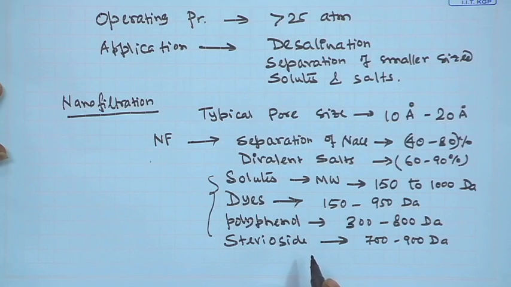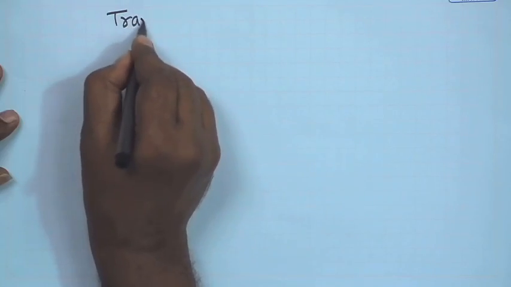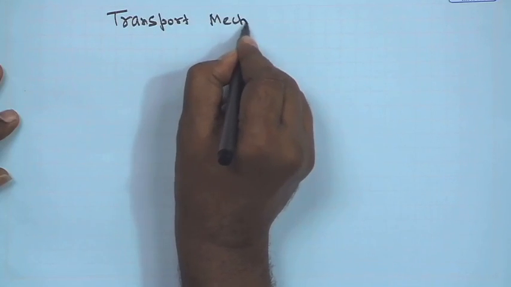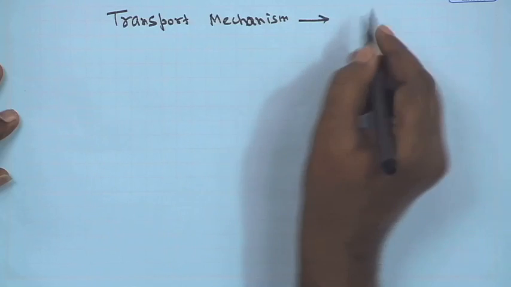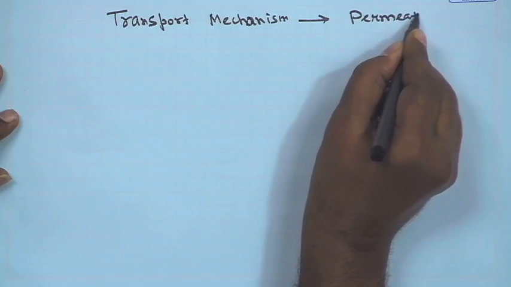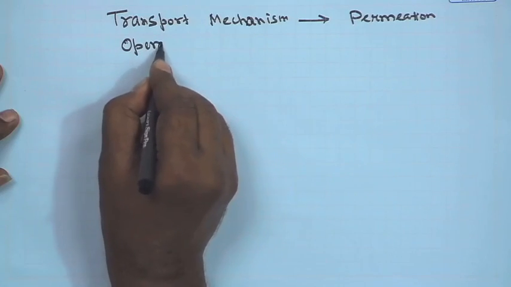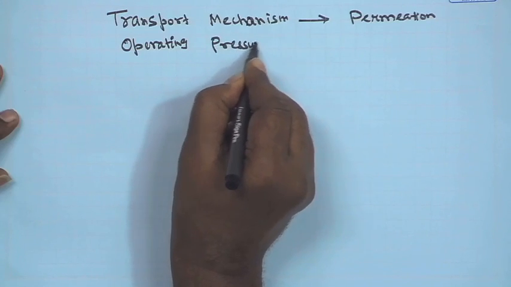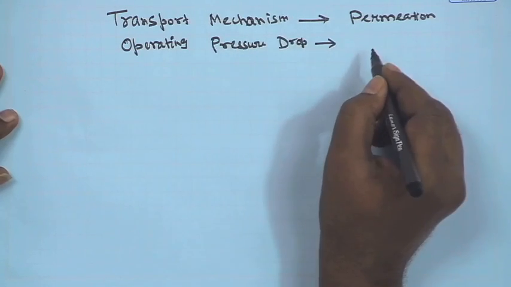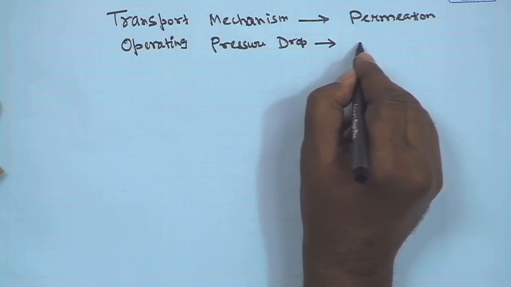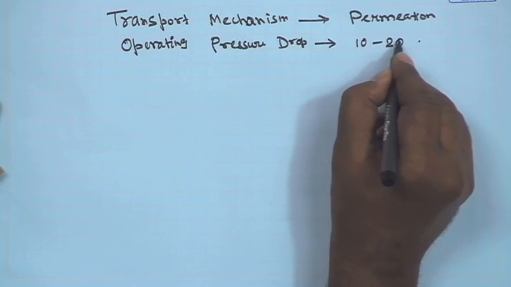In fact, if you remember, membrane based processes can be used either for purification, concentration, separation, and even fractionation, if you select a proper membrane and fix your objective, what type of operation you would like to carry out. In case of nanofiltration, the operating pressure drop will be less, and the transport mechanism is permeation, same as reverse osmosis, because its pore size is slightly larger than the reverse osmosis. Operating pressure drop will be slightly less than reverse osmosis, and typically it will be in the range of 10 to 20, 25 atmosphere.